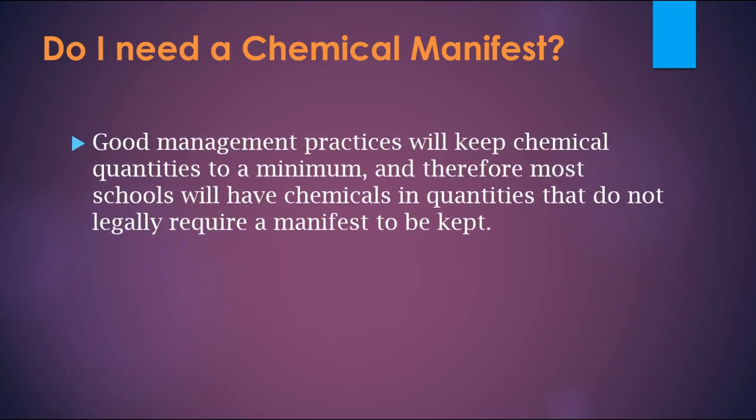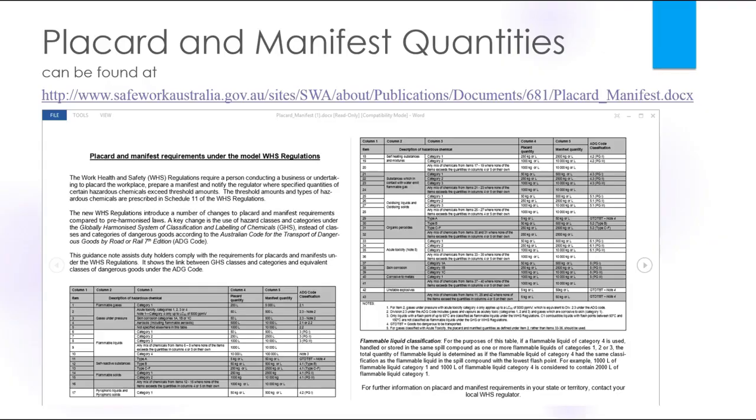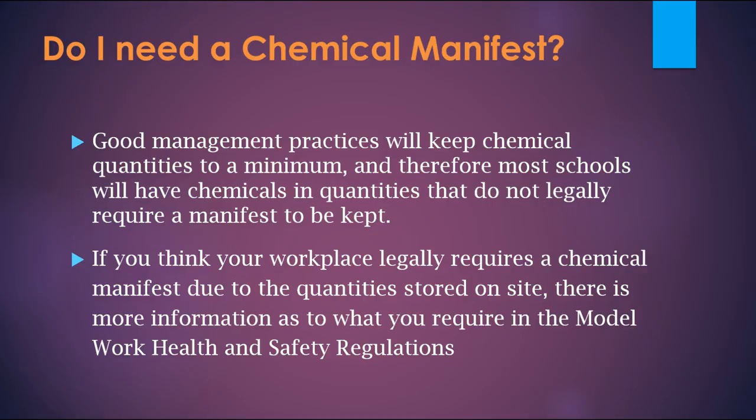Well, good management practices will keep chemical quantities to a minimum, and therefore most schools will have chemicals in quantities that do not legally require a manifest to be kept. If you are unsure if your worksite has quantities requiring a manifest or placarding, then check the legislation. Remember that quantities are the total amount stored on the worksite, which may include more than the science department.